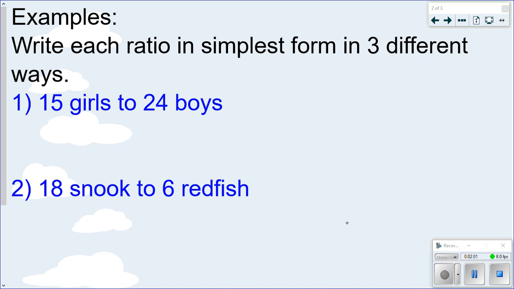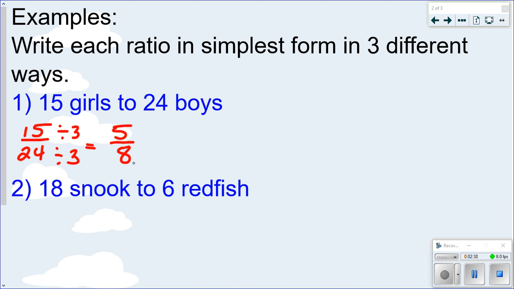All right, so let's look at some examples. Write each ratio in simplest form in three different ways. So 15 girls to 24 boys. Let me start off by writing it as a fraction. So the ratio is 15 to 24. Now this can be simplified. I can divide each of these by 3. And so I get the ratio of 5 to 8. So that's one of my answers: 5 to 8.